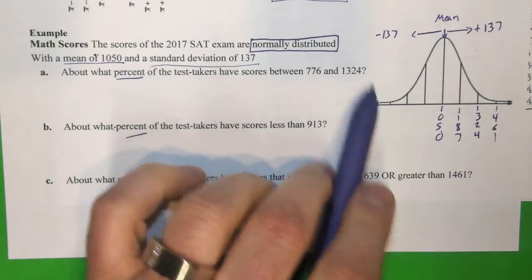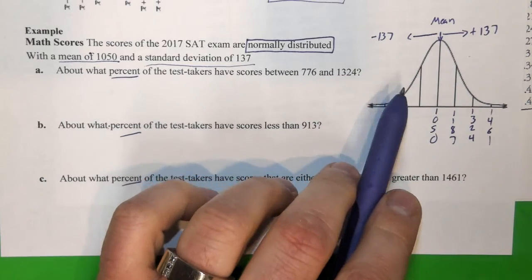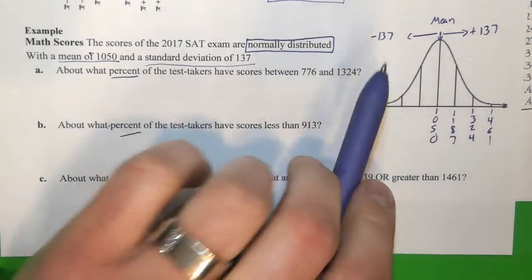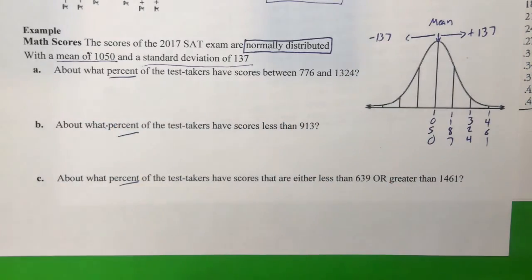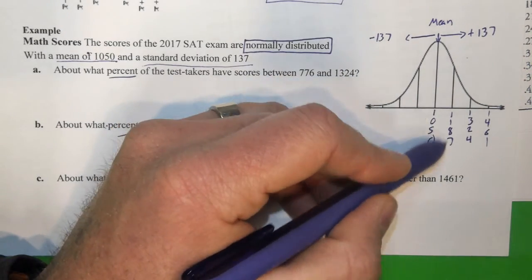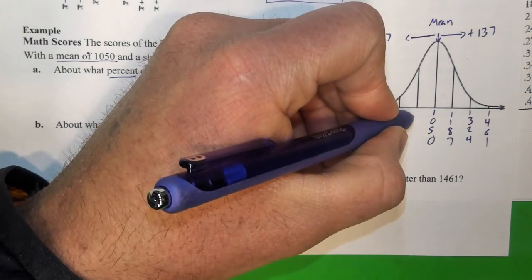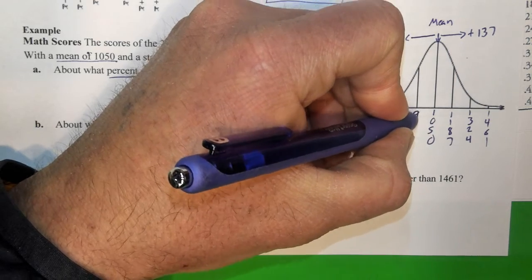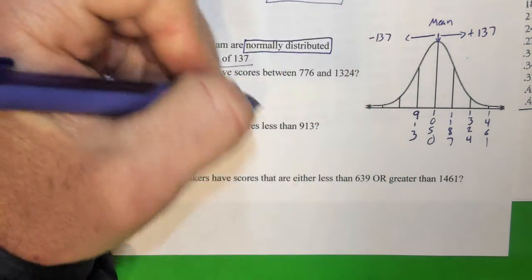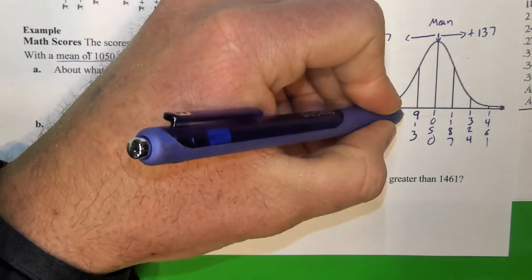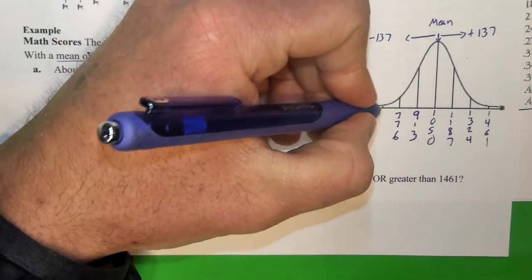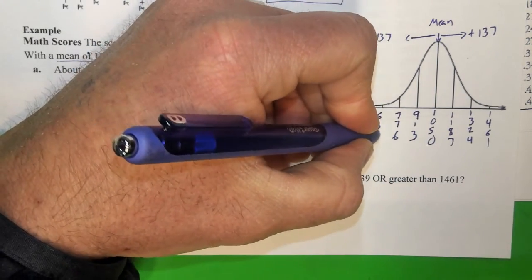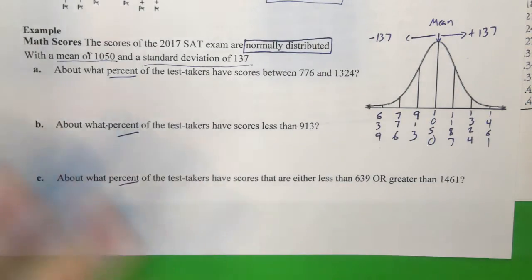Now these people over here on the left, these are the ones who got lower and lower scores on the SAT. In order to figure out the scores they got, I am going to be subtracting 137. So as I start here in the middle with my 1050, I am going to subtract 137, which is going to drop me down to 913. And then I'm going to subtract 137 again, which is going to take me down to 776. And then I'm going to subtract one more time, which takes me down to 639. Now that is a complete bell curve and easy to work with.